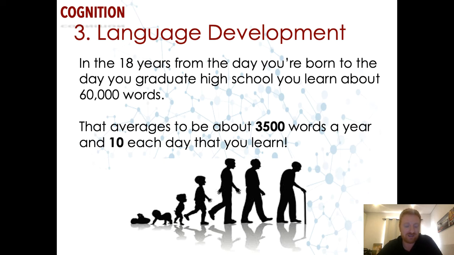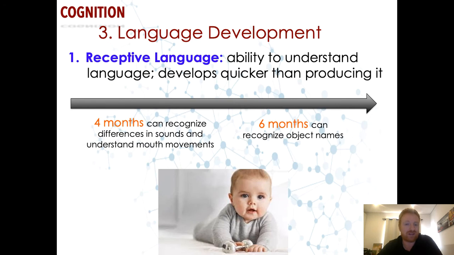As a toddler, you were probably learning 40 to 50 words a day, and upwards of 10,000 a year as a 4, 5, or 6 year old. So really impressive, the ability of a young child to pick up language. But how do we pick it up?